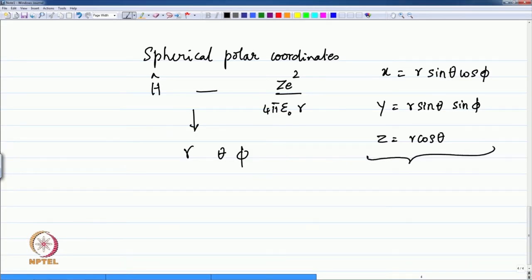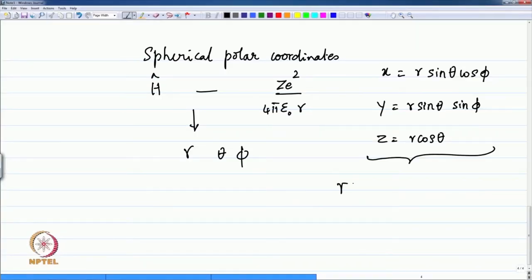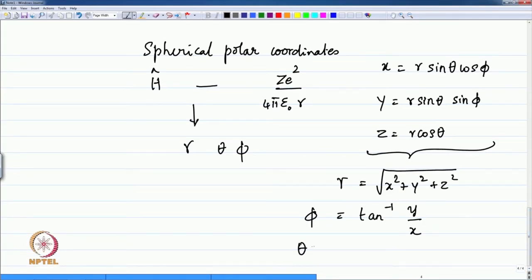These are the equations for the transformation between polar and Cartesian coordinates, and the inverse transformation is of course r is square root of x square plus y square plus z square. If you take the ratio of x by y, r sin theta cancels off and you have cot phi, or phi is tan inverse y by x. And the last relation is theta, which is given in terms of tan inverse square root of x square plus y square divided by z.